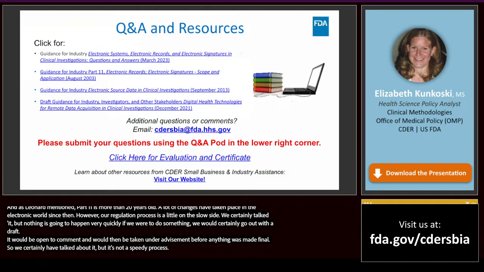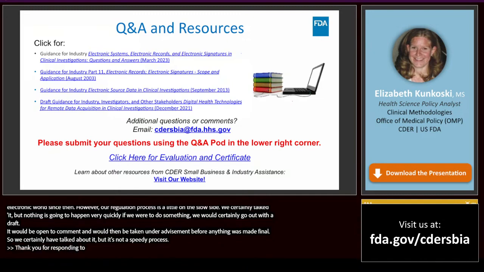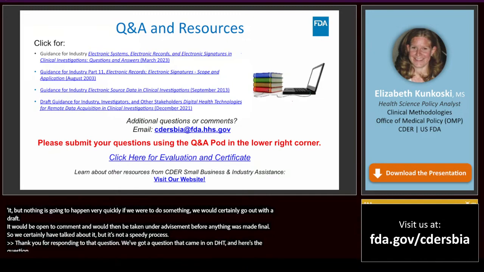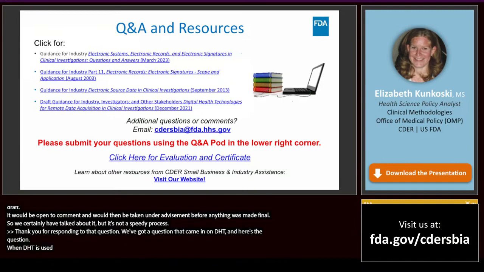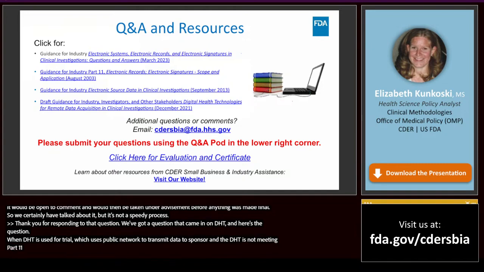We've got a question that came in on DHT, and here's the question. When DHT is used for a trial, which uses a public network to transmit data to the sponsor, and the DHT is not meeting Part 11 requirements, can the data received by the sponsor be considered as source or raw data?